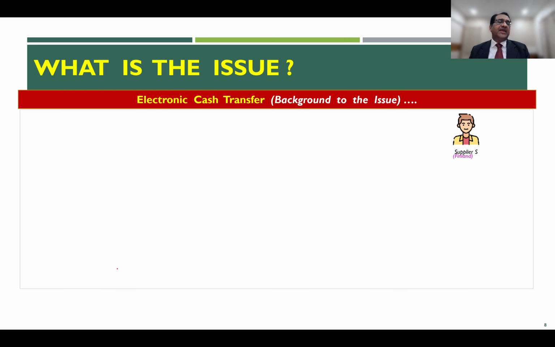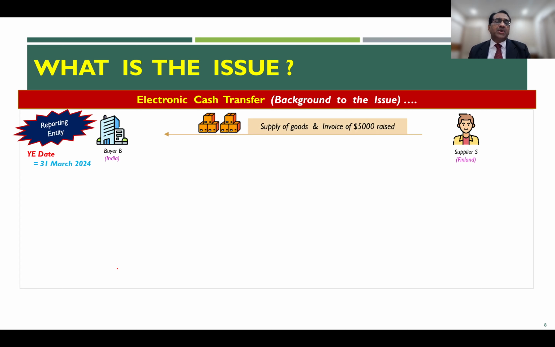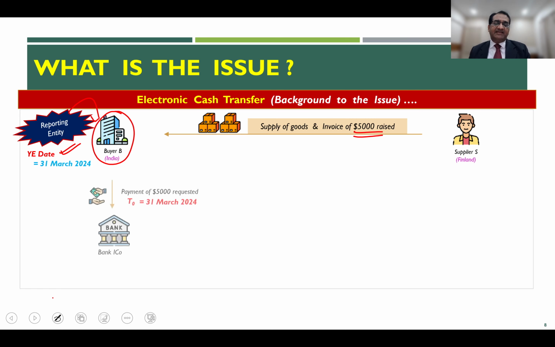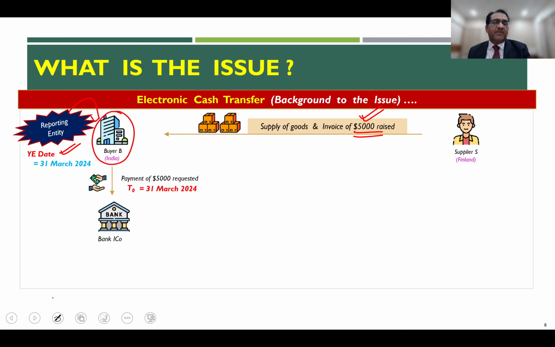So let's see, let us say there is a supplier S which is based out of Finland, and that supplier has supplied goods to an India-based buyer and raised an invoice of, let us say, $5,000. Right? So this buyer in India has a year-end date of 31st of March, let's say 2024, and therefore this is the reporting entity. Entity B is the reporting entity in my example. Now, consider a scenario that to settle this payment of $5,000 on 31st of March itself, which is the year-end date for the India entity, a payment of $5,000 is initiated by buyer B using his bank ICAI, for example, the Indian bank. Using that Indian bank, they initiate the payment of $5,000 for the supplier, which is based out of Finland.